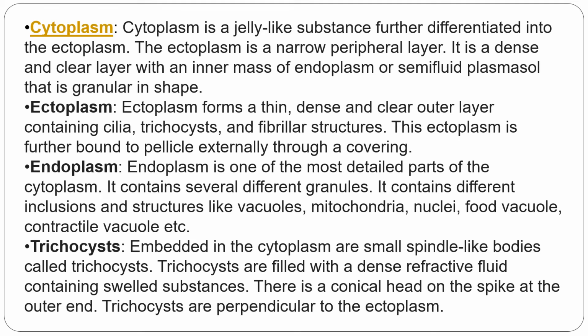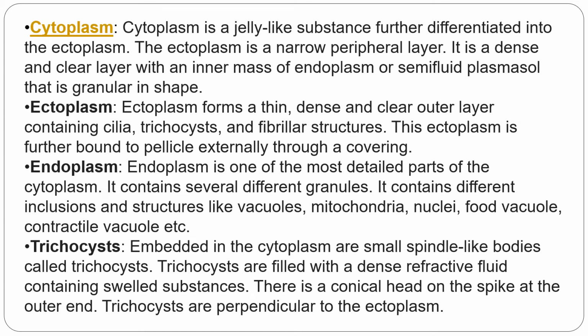Endoplasm is one of the most detailed parts of the cytoplasm. It contains several different granules. It contains different inclusions and structures like vacuoles, mitochondria, nuclei, food vacuole, contractile vacuole, etc.